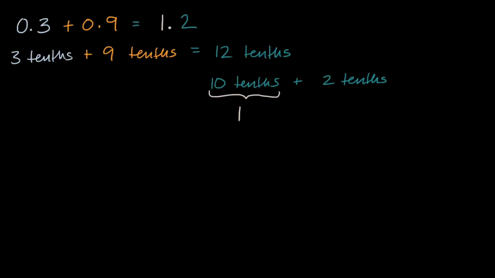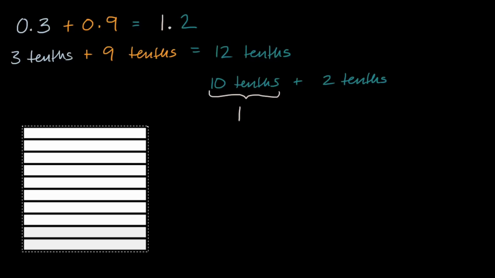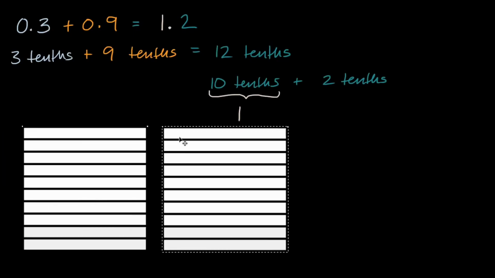Now, if we want to see that visually, let's get our diagram out again. So actually, I'm going to put 2 of these here. So 1, and then a second one. And we want to add, so let's start with the 3 tenths. Let me color these in really fast. So use that light blue color. So that is 1 tenth. This is 2 tenths. Just coloring them in really fast. And this is 3 tenths.